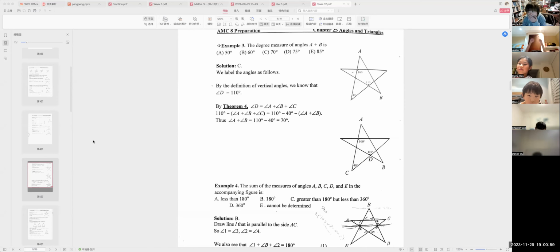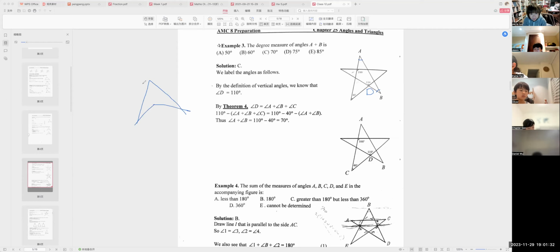So now let's take a look at this one. So the degree measure of A plus B. This is A, this is B, right? Because we don't know exactly what the measurement is, but we know that angle D, where's angle D? This is angle D, right? Equals A plus B plus C. Correct? Remember, this is theorem 3.